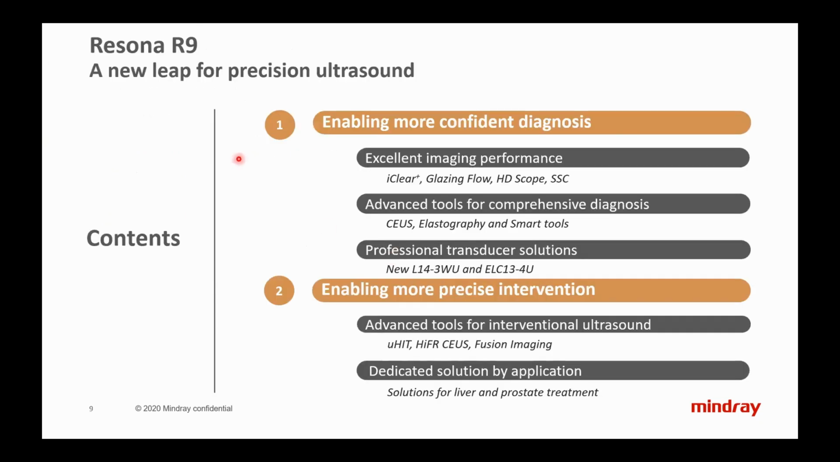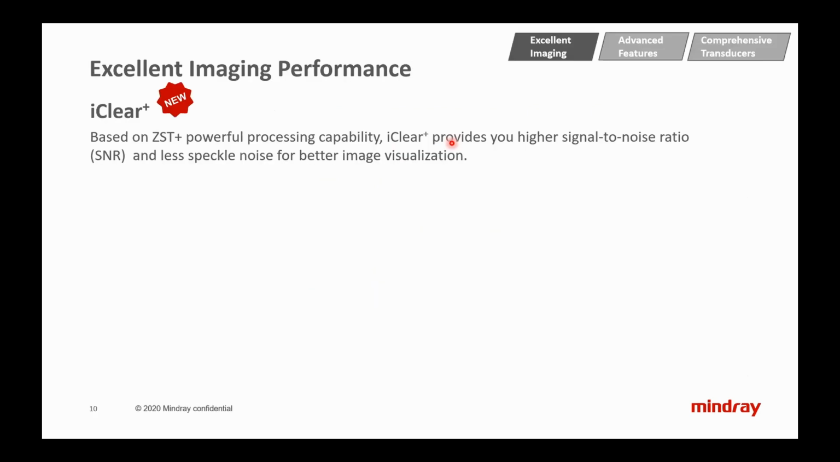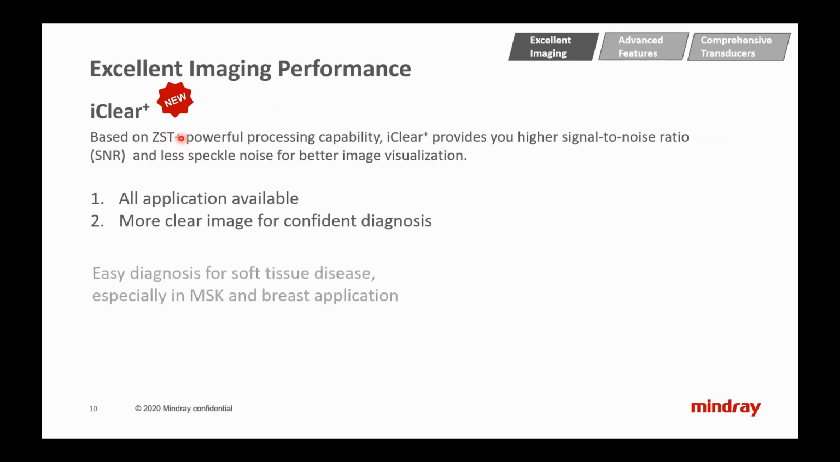Okay, but let's now combine the ZST technology and also the features on software. Here, these are the software features that can only work for R9 with high imaging. Okay, enabling more confident diagnostics, like what? Like iClear. iClear, as you see here, is using ZST technology. That means ZST technology will give me high resolution.